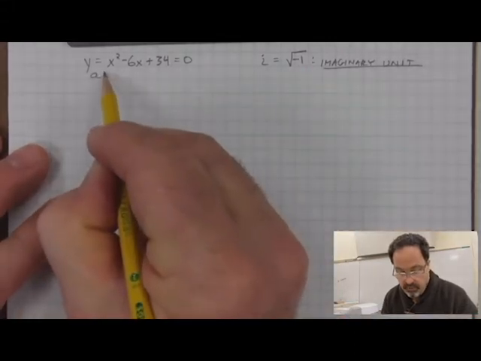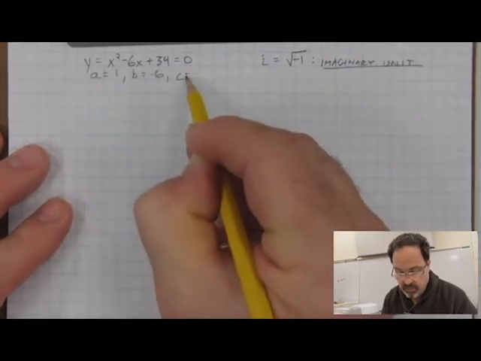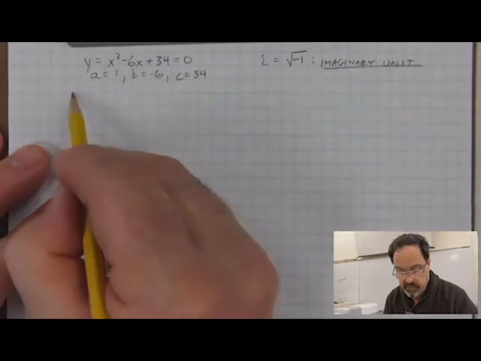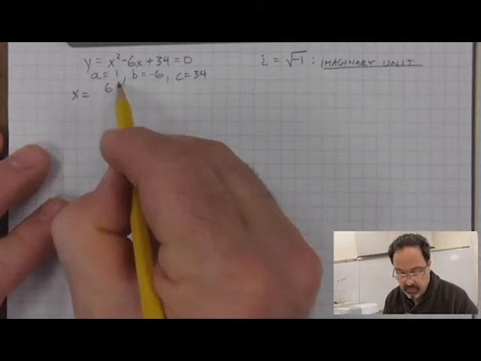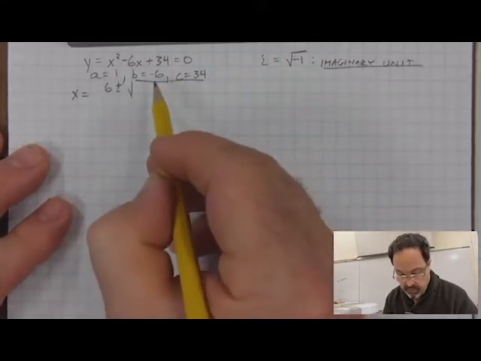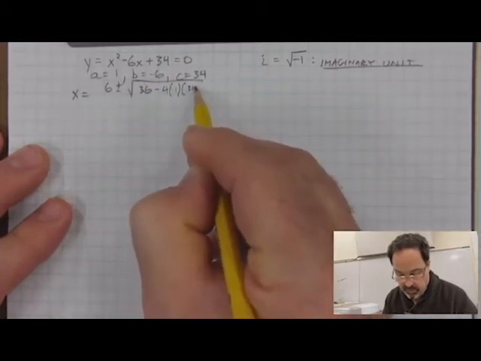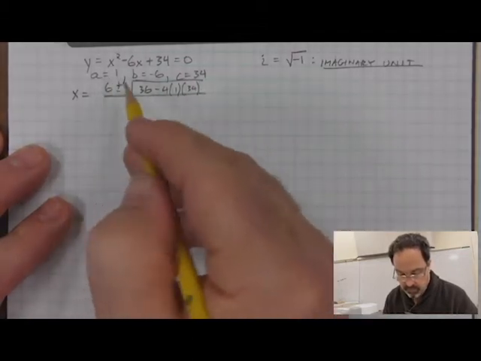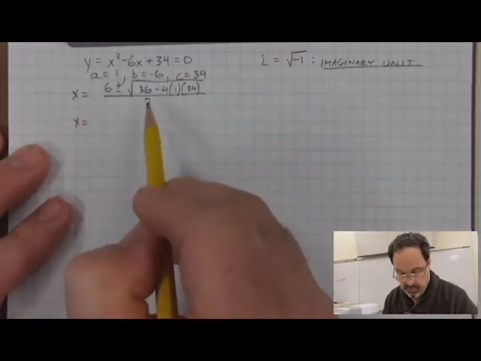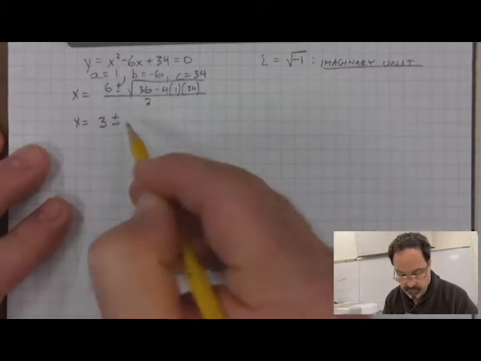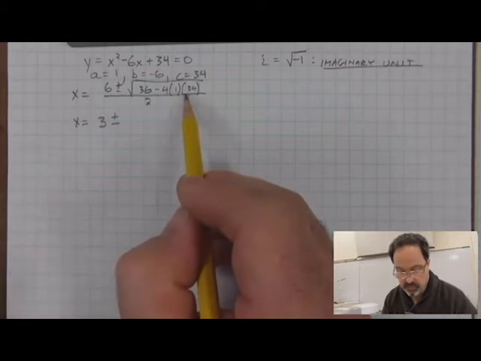I'm going to use the quadratic formula, where a is equal to 1, b is equal to -6, and c is equal to 34. In this case, the quadratic formula is x is equal to -b, or 6, plus and minus the square root of b squared, or in this case 36, minus 4 times a times c, all over 2a, in this case 2. Taking another step, I'm going to divide the 6 by 2 to get 3, plus and minus, and under the radical I have 36 minus 4 times 1 times 34.